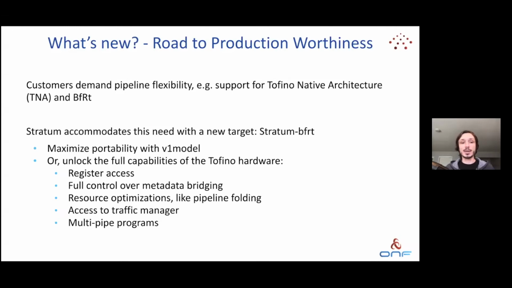So you now are presented with a choice. If you want to maximize portability with V1 model, which allows you to deploy to a multitude of platforms and a diverse set of these, you can stay with Stratum BF. But if you want to unlock the full capabilities of the Tofino hardware, then you can choose TNA and BF-RT, and Stratum will support that. That will give you, for example, access to registers, full control over metadata bridging, and more advanced features like pipeline folding or multi-pipe programs.